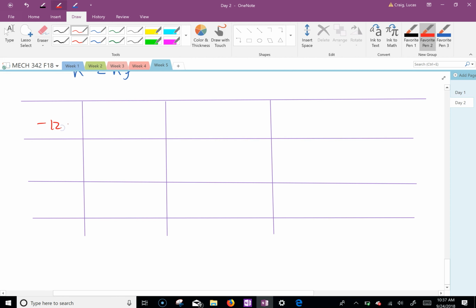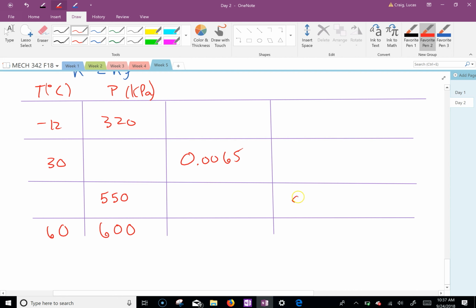So minus 12, 30, 60. This is temperature in degrees C. Then we have pressure in kilopascals. So 320, 550, 600. And finish plugging these in, and then I'll plug my computer in. This is specific volume. And this is the phase description.